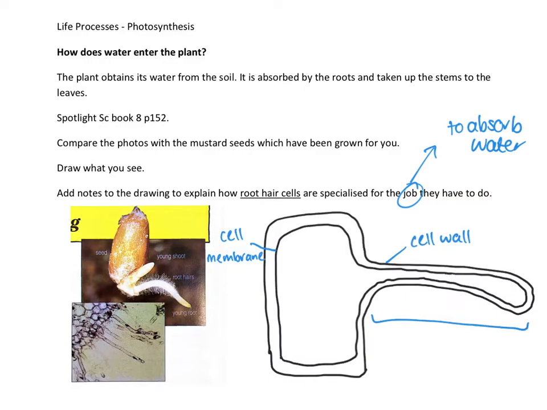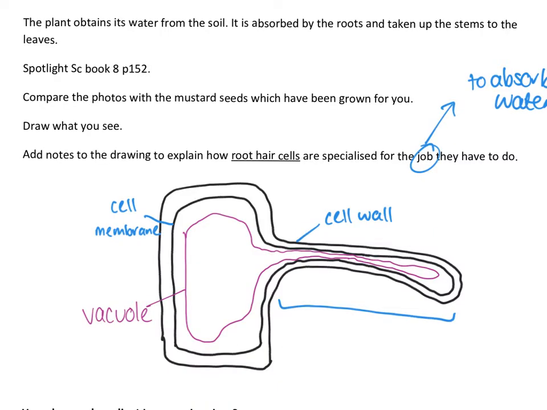Okay, inside your cell membrane, you have the contents of the cell. One of those things is a vacuole. And I've zoomed in just to make this a bit easier for me to draw and label. So the vacuole is filled with cell sap and it acts as a food store for the plant. And you can see it extends out into the projection as well. So the vacuole is in there, so you need to draw and label that.